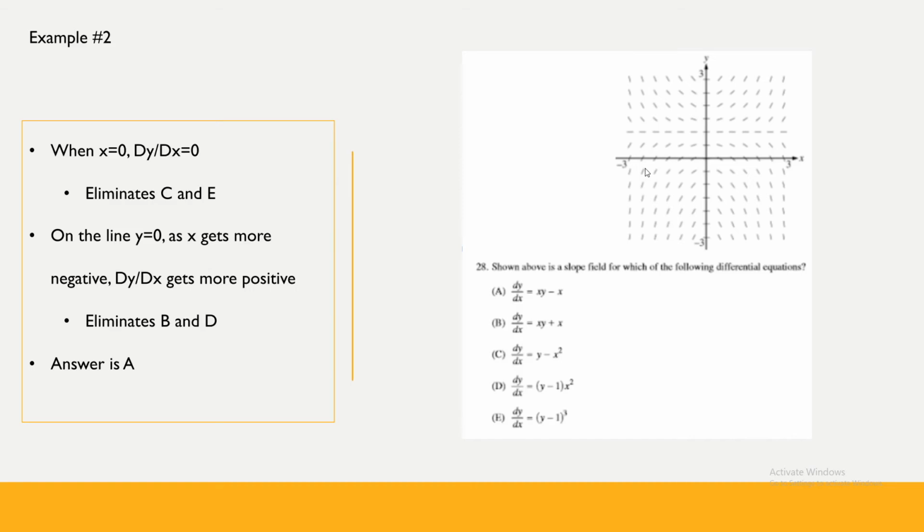That eliminates b. If we look at d, and y is 0, then we end up with negative 1 times x squared, which is just negative x squared. And if x is getting more and more negative, x squared is going to be getting more and more positive, but we have that negative in front. So that means dy/dx gets more negative. So we can eliminate d as well, leaving a as the only answer.